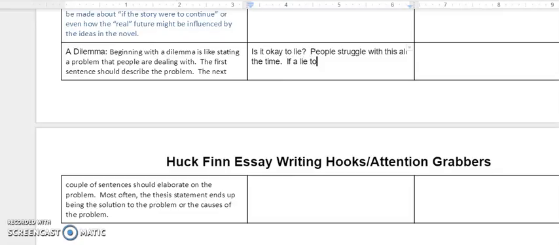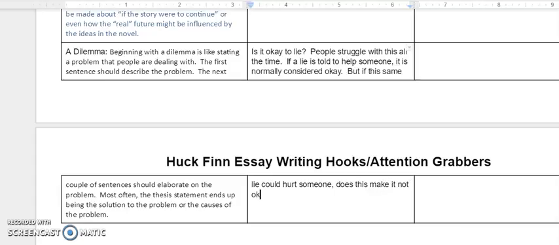If a lie is told to help someone, it is normally considered okay. But I'm going to continue talking about the problem. But if this same lie could hurt someone, does this make it not okay? So really just talking about a problem that maybe my character struggles with or people in general struggle with that relates to the topic of my paper. All right. So that's a great question. Anybody else have any other questions? All right.